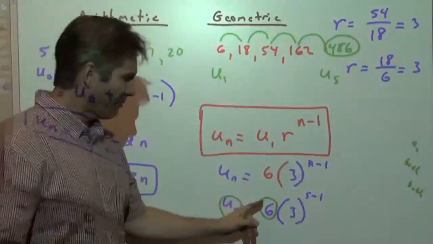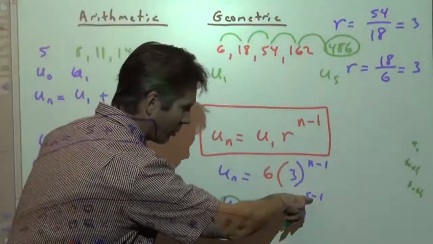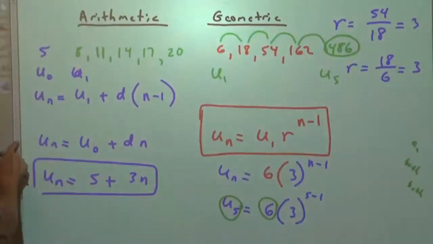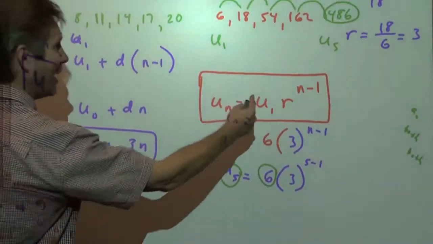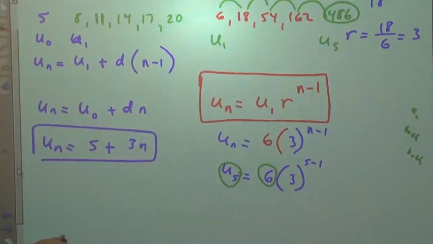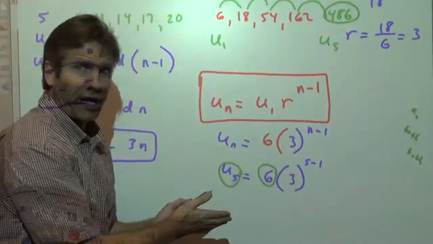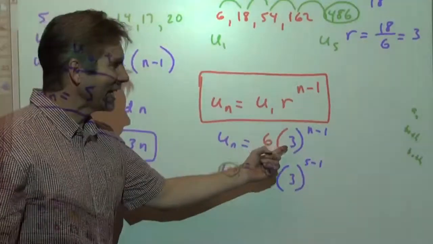So to go from the first term to the fifth term, you would make 4 jumps. 5 minus 1 is 4. Now, let's do one more thing. Let's tie this together to what we did over here, because honestly, a lot of times, if they give you a formula for finding the nth term, they're not going to give it like this.